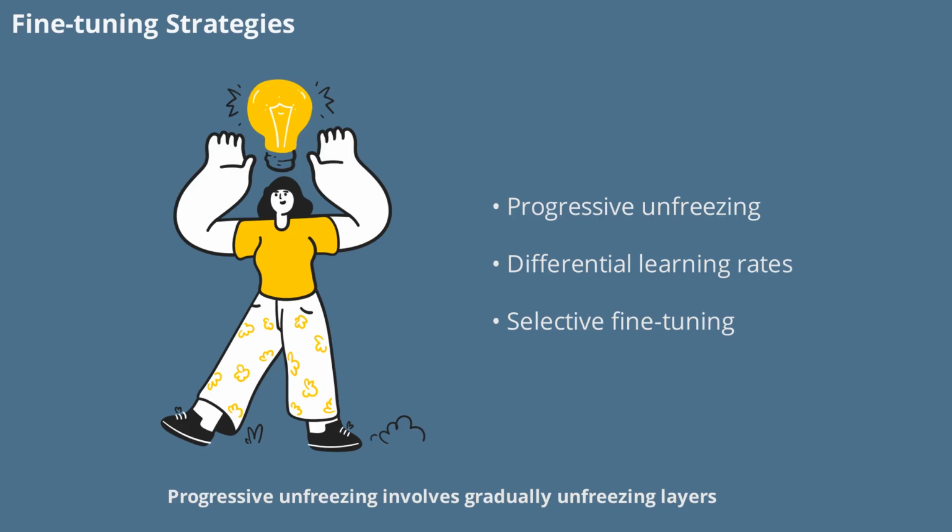Progressive unfreezing involves gradually unfreezing layers, while differential learning rates apply different rates to different layers. Layer freezing keeps early layers frozen, and selective fine-tuning focuses only on specific layers. These techniques help you adapt the model efficiently to your new task, balancing performance and computational cost.